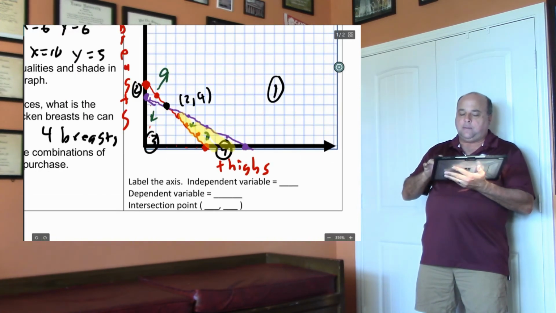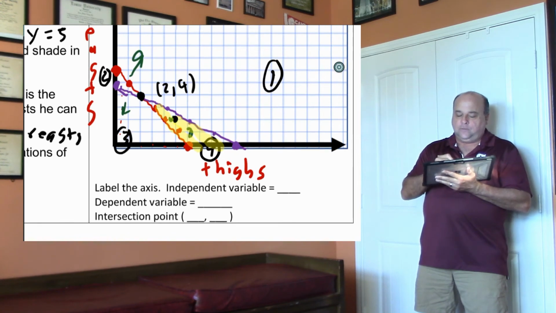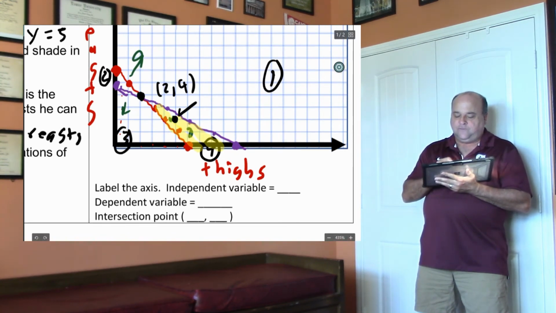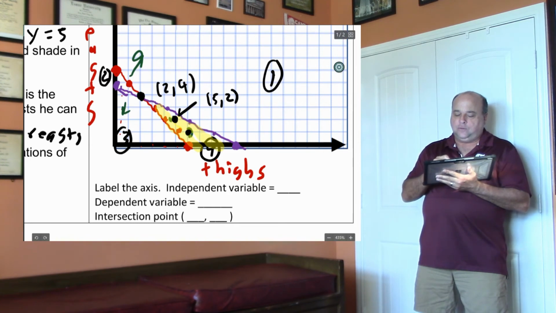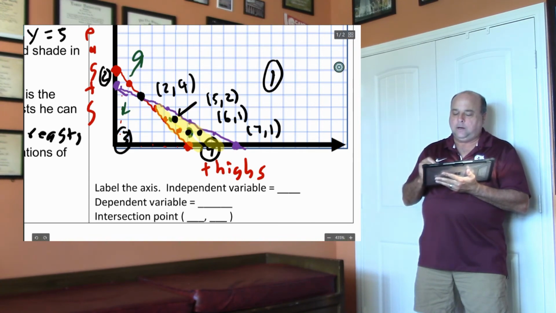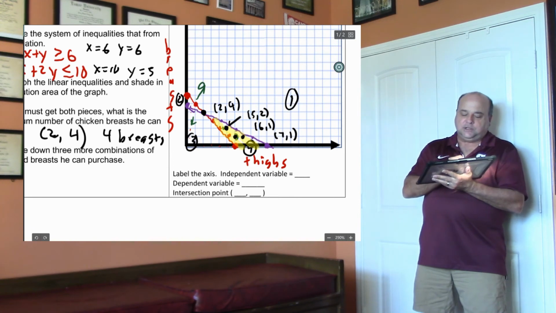Write down 3 combinations that work. I could do this combination. That combination would be 5, 2. That would be 5 thighs and 2 chicken breasts. I could do this one, which would be 6, 1. And I could do this one, which would be 7, 1. So these are 3 combinations that would work.